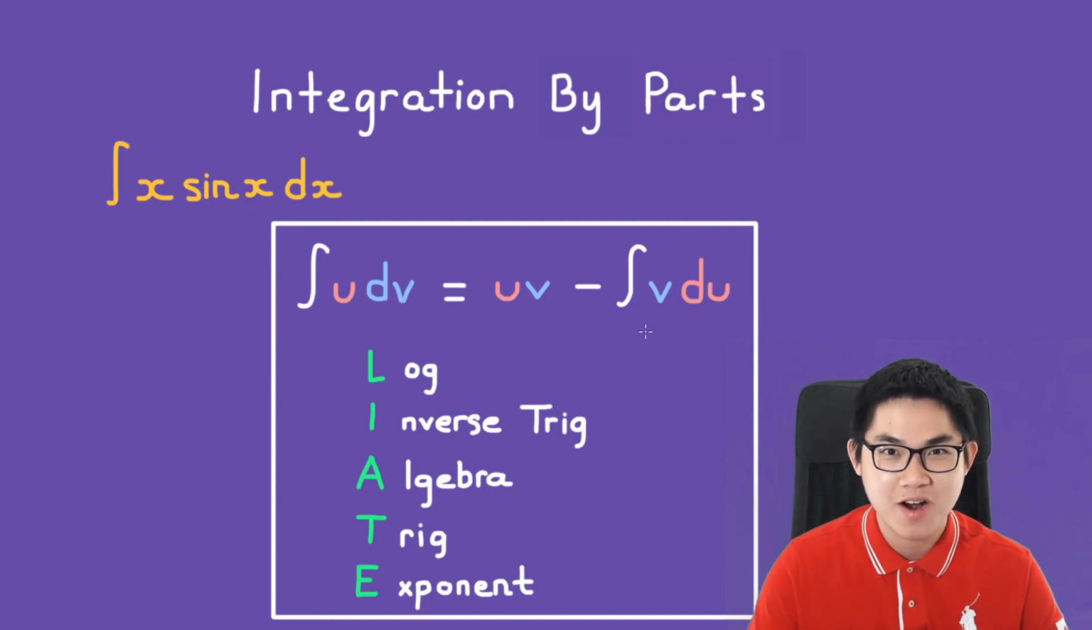this formula comes from. And another thing that you need to know is the LIATE acronym. So the L stands for logs, the I stands for inverse trigonometry, the A stands for algebra, the T stands for trigonometry, and the E stands for exponents.